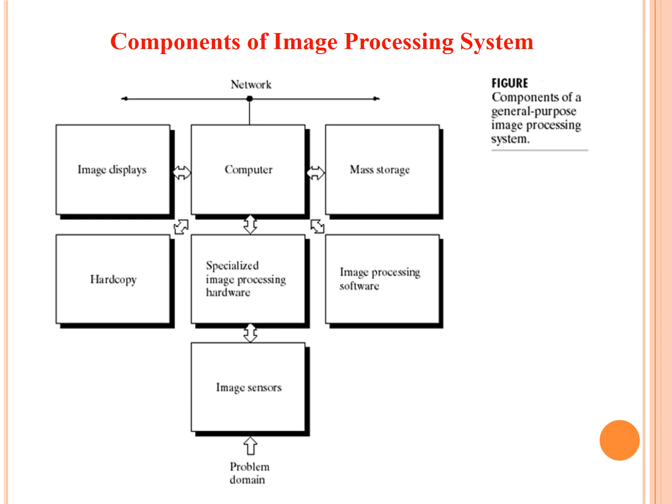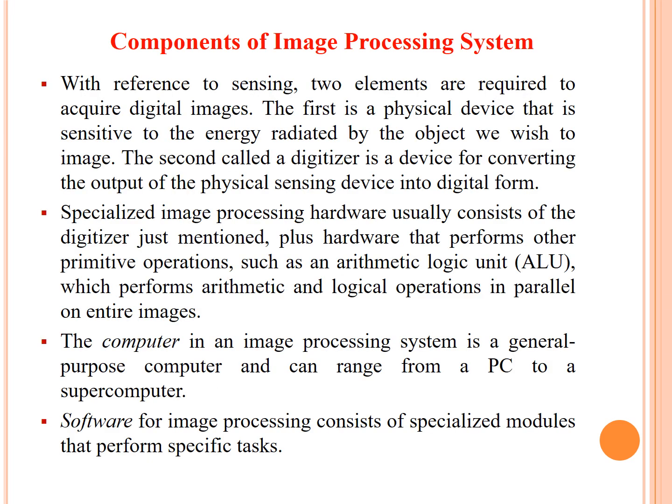Now we'll see the components of an image processing system. As shown in this figure, there are various components: image sensor, then specialized image processing hardware, hard copy, then image displays, computer, mass storage, image processing software, and at the end the network. These are some of the components related with image processing system. Let's see these components in detail.